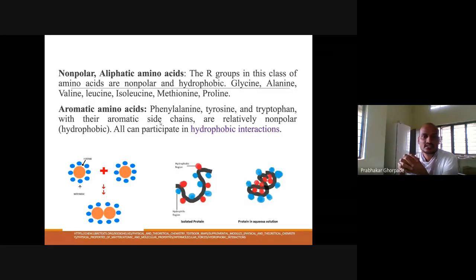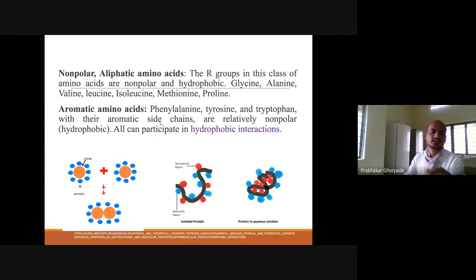Next, the aromatic amino acids: phenylalanine, tyrosine, and tryptophan, with the aromatic side chain, are relatively non-polar. So phenylalanine, tyrosine, and tryptophan have an aromatic side chain and they are relatively non-polar, and they are also hydrophobic. We saw this phenylalanine, tyrosine.